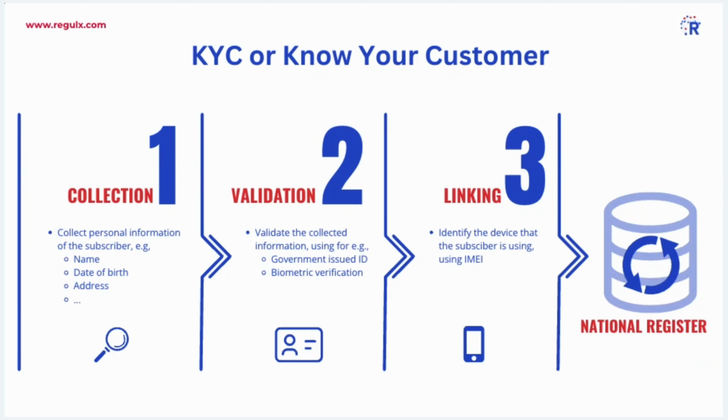So once the telecom operator validates this information about the subscriber, then they identify the device the subscriber is using, what is called the IMEI. And as a last step, all this data is saved at a national register that is updated frequently. As I said before, this is a simplified presentation. Now I will present what is exactly happening.